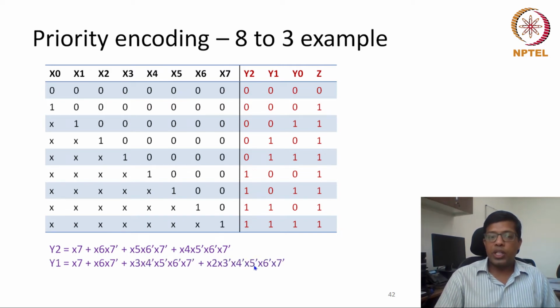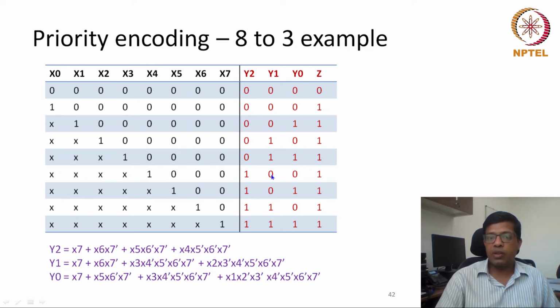Similarly, I can create a Boolean expression for y1 and y0 also. So y1 would depend on wherever this output y1 is 1. Wherever it is 1, corresponding to those inputs, I can create my product term. Similarly, corresponding to this one, I can create my product term. So it is not that only sum of product is possible, product of sum is also possible. Wherever I have 0, corresponding to those zeros, I can create my Boolean function.